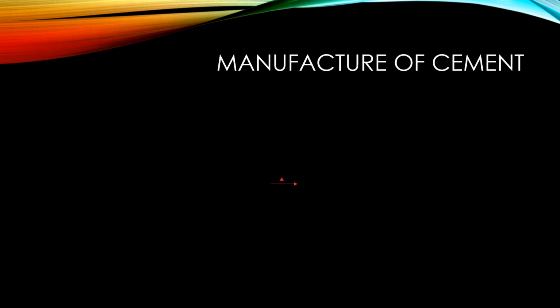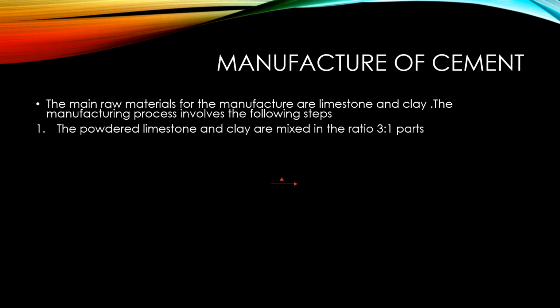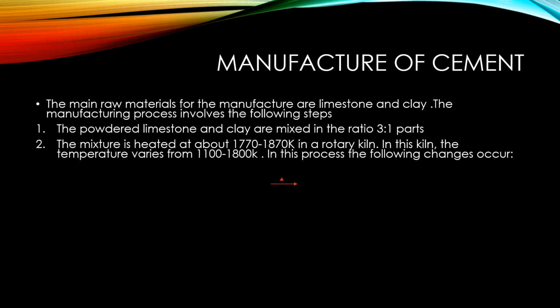Manufacture of cement. The main raw materials for the manufacture are limestone and clay. The manufacturing process involves the following steps. The powdered limestone and clay are mixed in the ratio 3:1 by parts. The mixture is heated at about 1770 to 1870 Kelvin in a rotary kiln. In this kiln, the temperature varies from 1100 to 1800 Kelvin.